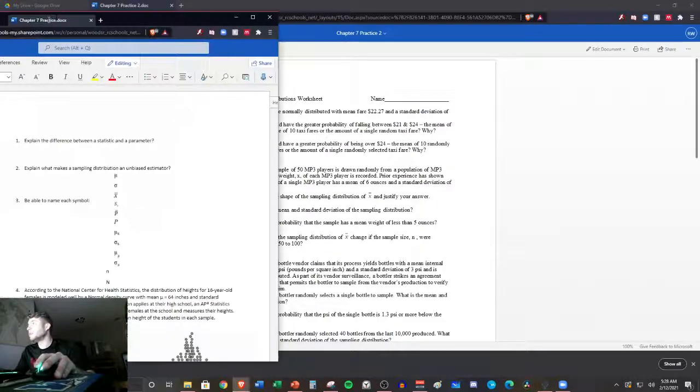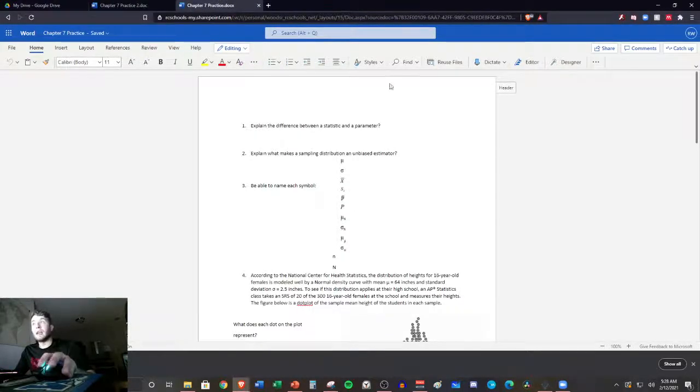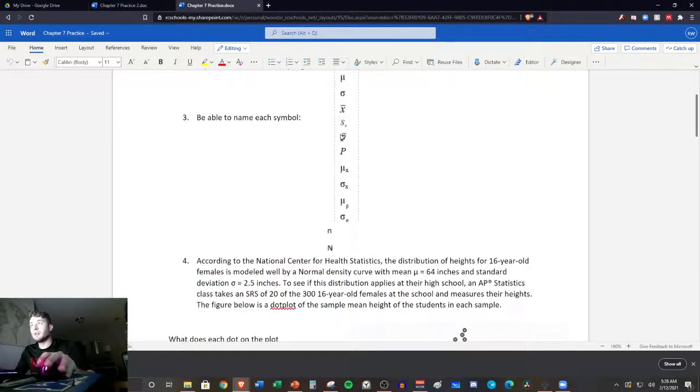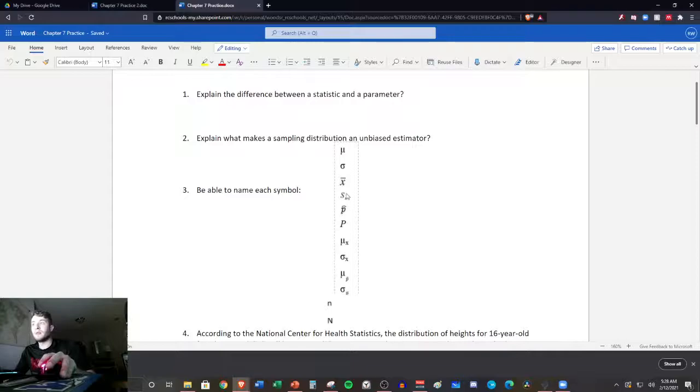Let me pull that up. That's this one here, and it has all of these problems on it. And here are all the symbols. You'll notice that we pretty much talked about all of these symbols just in those 2 examples. Most of them are here.